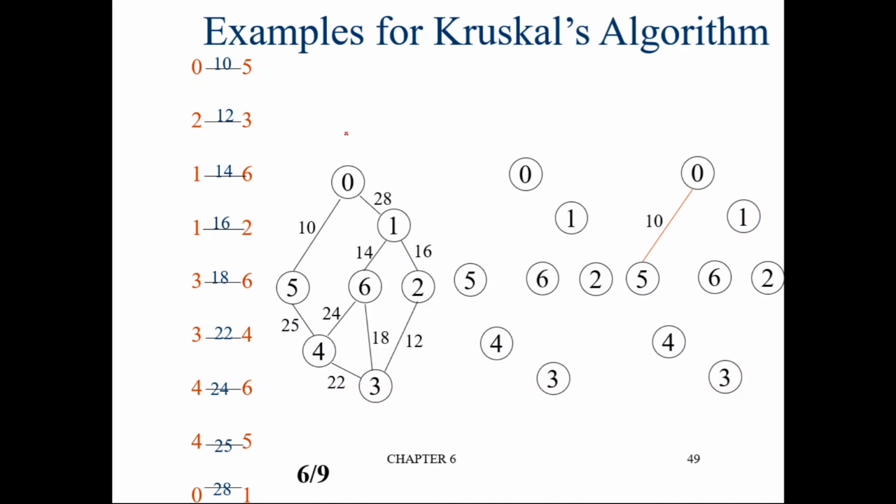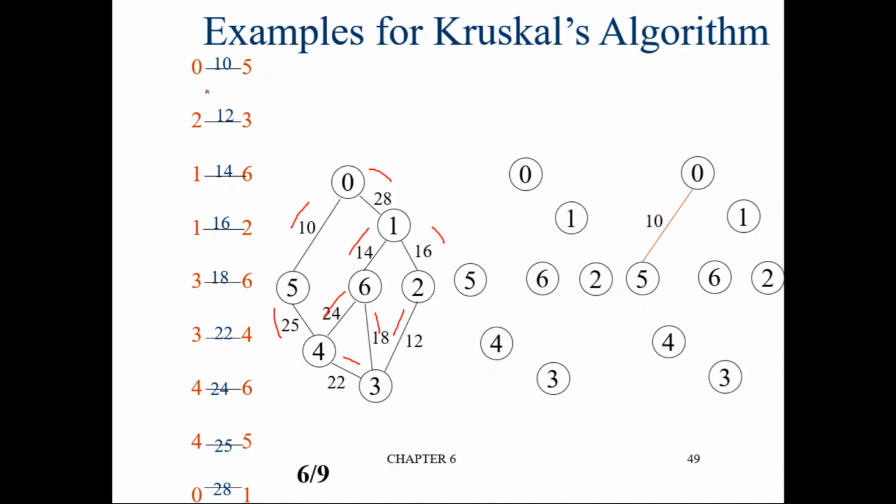Kruskal's algorithm says first identify all the edges. What are the edges in this graph? 0 to 5 is one edge, 0 to 1 is another edge, 1 to 6 is one edge, 1 to 2 is one edge, 5 to 4 is an edge, 6 to 4 is an edge, 6 to 3 is an edge, 2 to 3 is an edge, 4 to 3 is an edge. Like that, identify all the edges and their costs, and sort the edges in ascending order of cost.